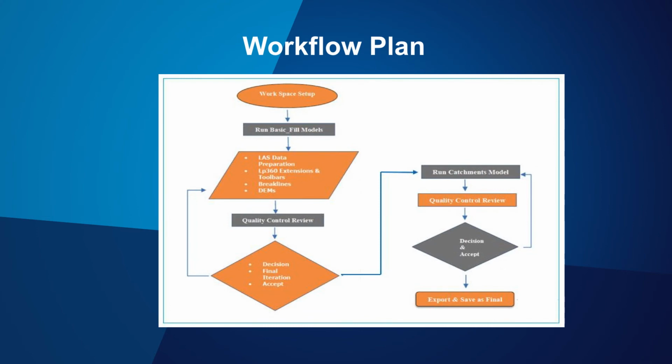Workflow plan. Here is our workflow process. We perform quality assurance and quality control checks to make sure all the processes meet their intended results. The first part of the workflow process starts with setting up a workspace, and it ends when edits are completed. This is one iteration. If additional work is needed, we will make necessary edits and rerun the process.